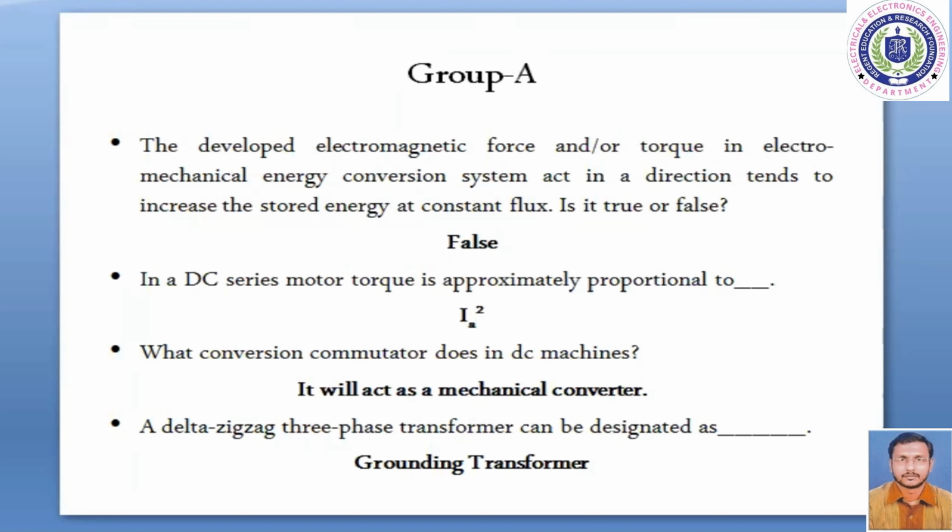Okay. The last question is, a delta zigzag three-phase transformer can be designated as what? For answering this question, you have to know the purpose of the delta zigzag transformer so that you can easily answer. The delta zigzag transformer is used as a grounding transformer. So the answer is grounding transformer.